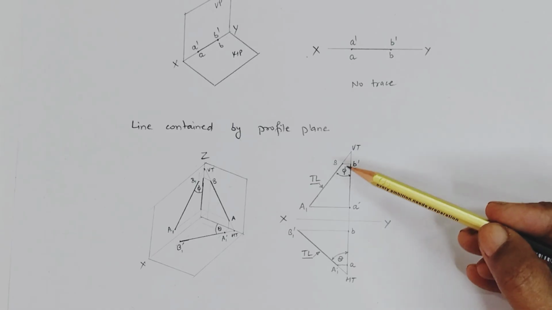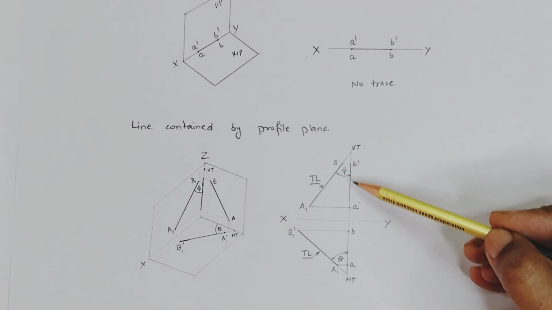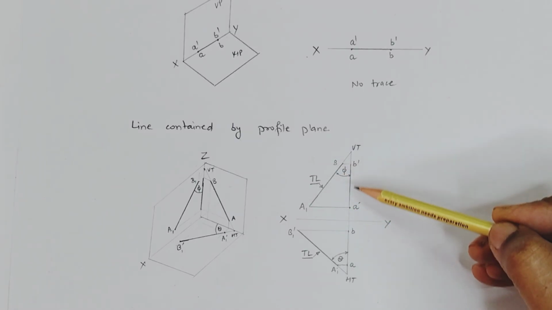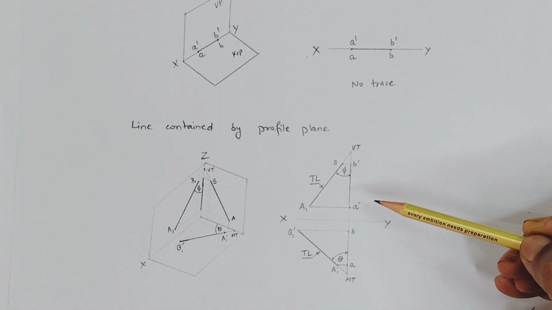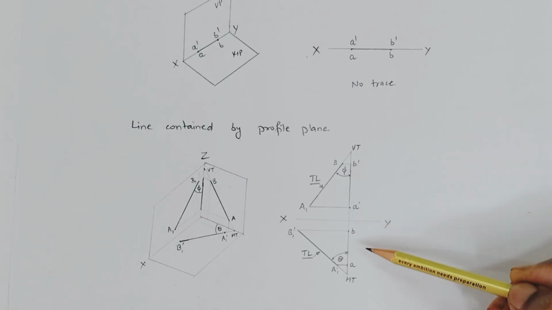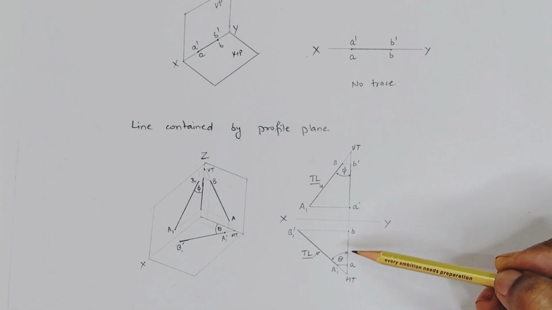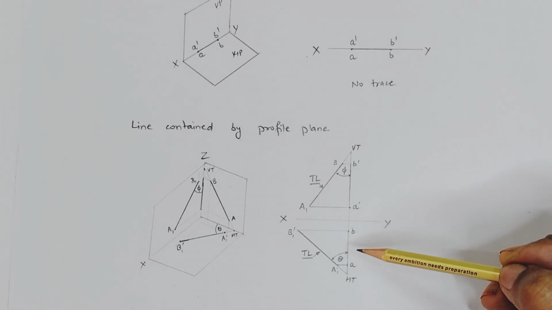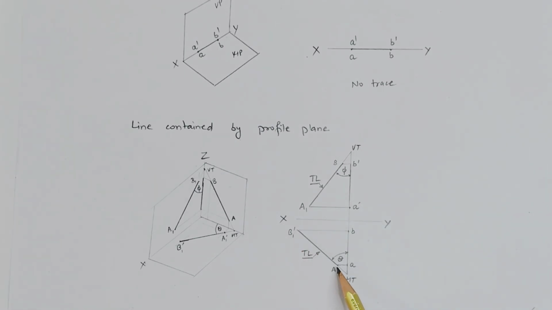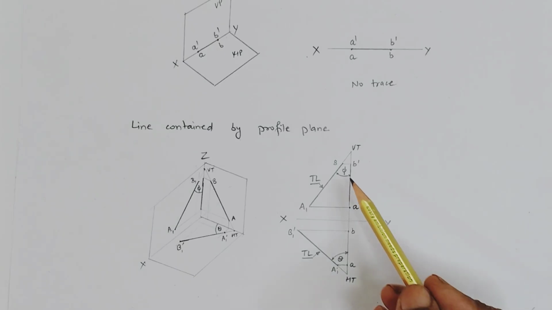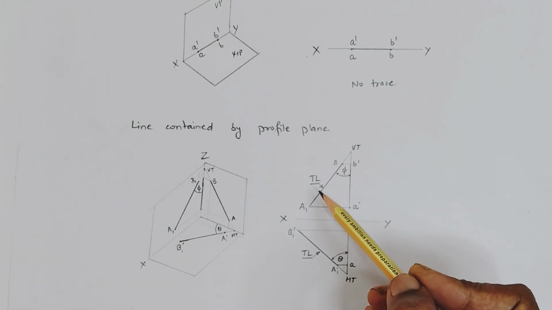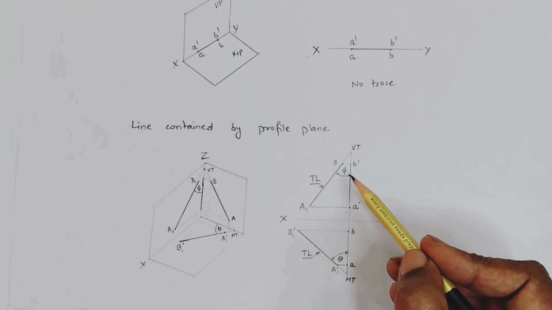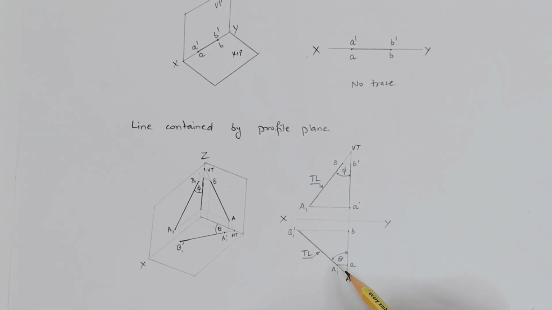In this case, A dash B dash is the projection of the line when it is contained by the profile plane in the front view. Similarly, AB is the top view of the line. So here is the true length of the line in the top view, and here is the true length of the line in the front view. So here are the inclinations phi and theta to the respective planes.